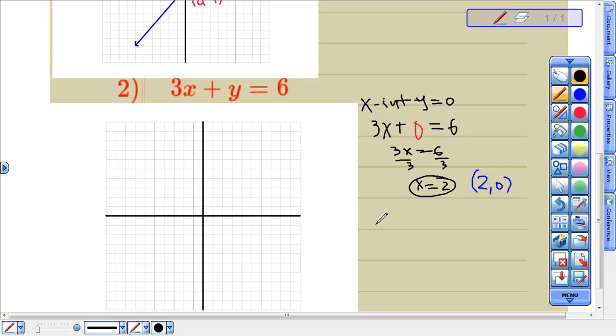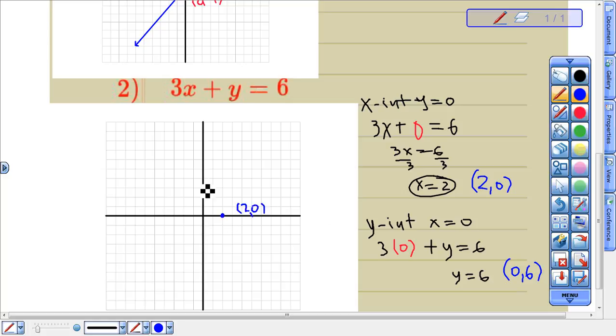For our y-intercept, we will have the formula x equals 0. We're going to plug in 0 in that equation, so we're going to have 3 multiplied by 0 plus y equals 6. Therefore, y equals 6. So our y-intercept will be the point (0, 6). We're going to plot these points here, (2, 0) and (0, 6), and then we're going to connect them with a straight line.